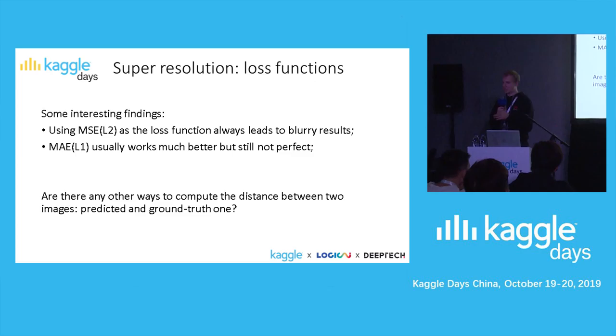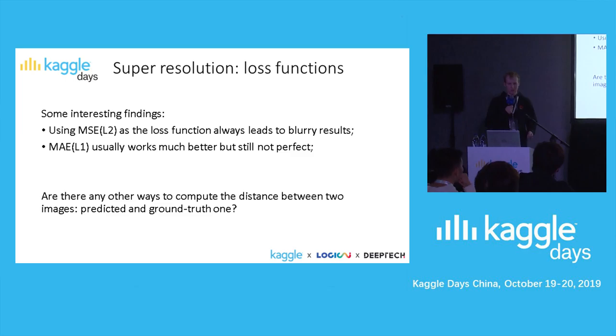These are exactly the main two problems. So there is just no one optimal solution. There are many of them. And some interesting findings: MSE loss, in any computational photography tasks, always leads to blurry images. It doesn't preserve sharpness.